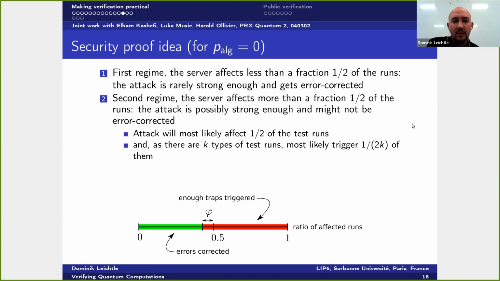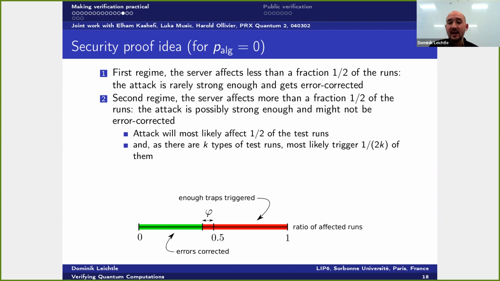So maybe just a word about the security proof at a very high level. I already mentioned it before, but the idea is that the server cannot distinguish between computation runs and test runs. So we can use the noise that we detect in the test runs to conclude how much was present during computation runs.